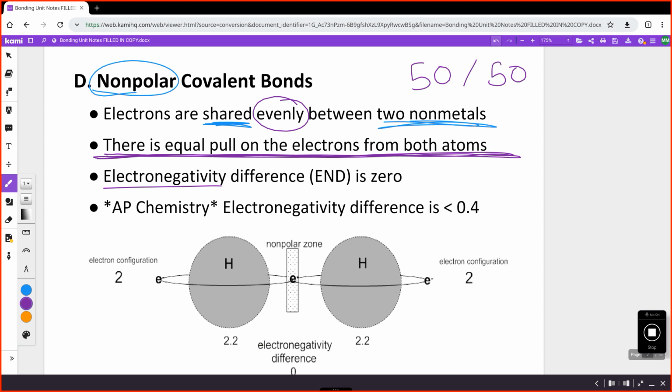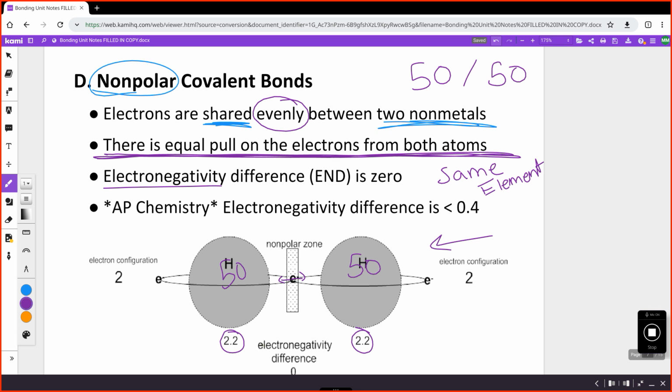And this typically happens when you have the same element. It's not exclusive, right? But anytime you have, for example, when H is bonded to H, one H has an electronegativity of 2.2. The other H has an electronegativity of 2.2. They're the same. So the electron can't choose who to spend more time with. So it splits its time 50% and 50%. It's an even sharing of electrons.